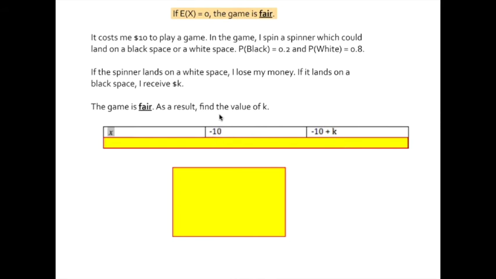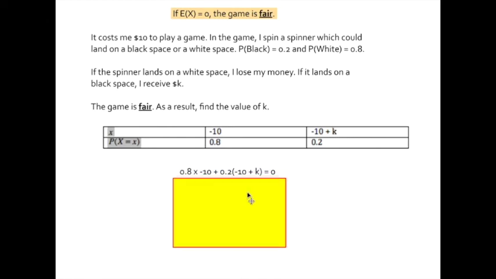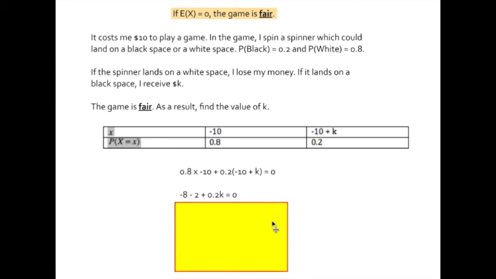And what's the probability of each of these things? Well, losing was basically getting a white, so that's 0.8. That's going to go down there, and then it was 0.2 was the probability of getting a black, which is when I won money. So I'm expecting this to be a fair game, which means the expected value of x must be equal to 0. So I'll make an equation from that. This multiplied by this plus this multiplied by this must be equal to 0. And if we go through the steps of expanding the brackets and then solving that equation, we end up getting that k is equal to 50. So I would have had to have received $50 in order for this to be a fair game.